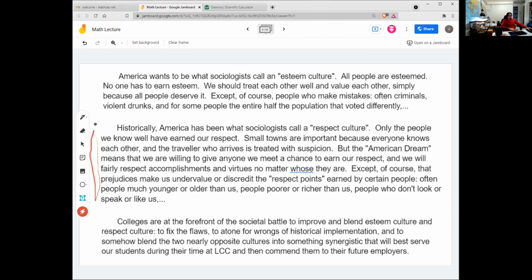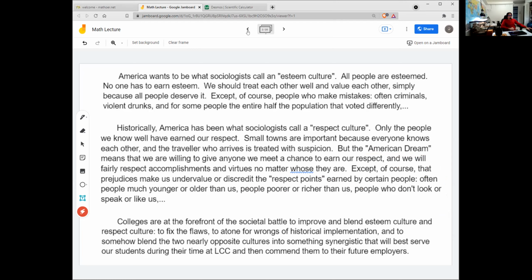Historically, America, especially its Wild West side, has been a respect culture. The only people that have our respect have earned our respect. We live in these small towns where everyone knows each other. Travelers are suspicious because they haven't had a chance to earn our respect yet. But there's the American dream, capital letters, right? Everyone that we meet, we should give a chance to earn our respect. We will respect accomplishments and virtues no matter whose they are, and accept, of course, that people don't actually behave that way.